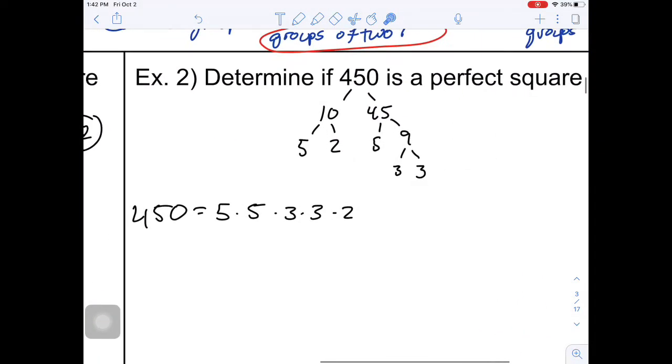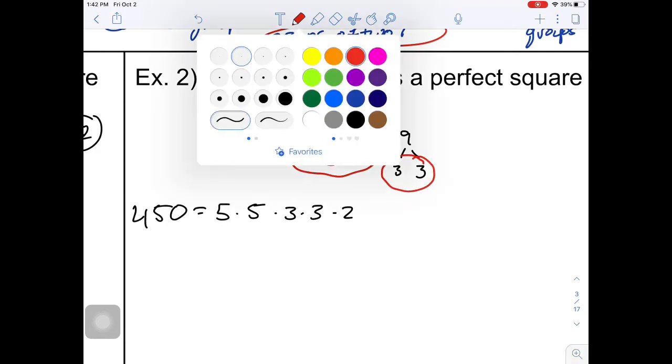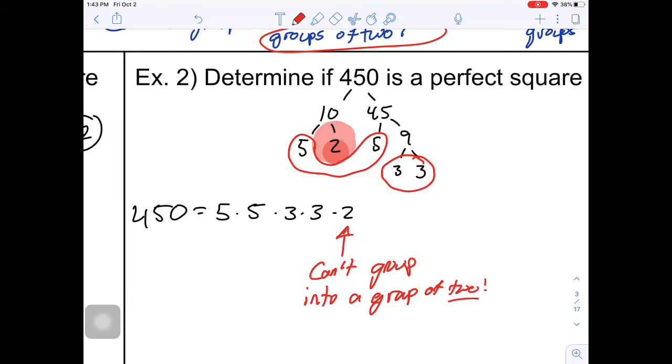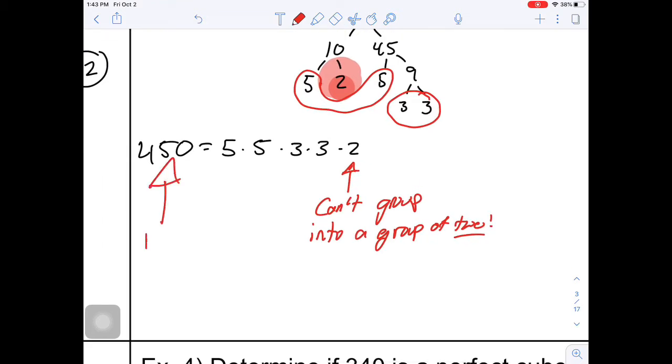Well, let's try. Let's try and group all the same numbers into groups of 2. So I can group 5 and 5 here. I can group 3 and 3. But check it out. I have an odd number out, 2. Okay? So since I have an odd value out, can't group into a group of 2, that's an issue.